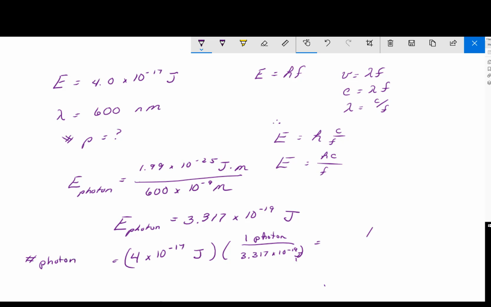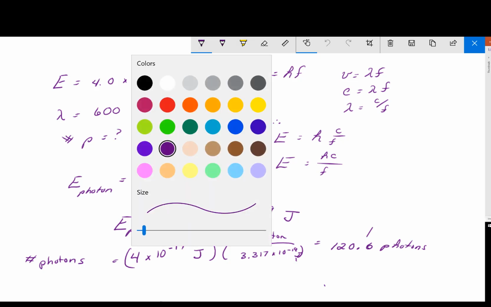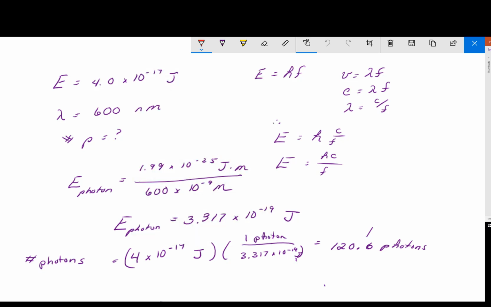The joules are all going to cancel out, and it's going to tell me the number of photons I have. So I'm going to rewrite this over to the side. This is the number of photons I'm solving for, and that magic number is only 120.6 photons. But you can't have 0.6 photons, so that's out of there. It's only 120 photons. Maybe 121. It's going to be close. And that's the answer. And the end.